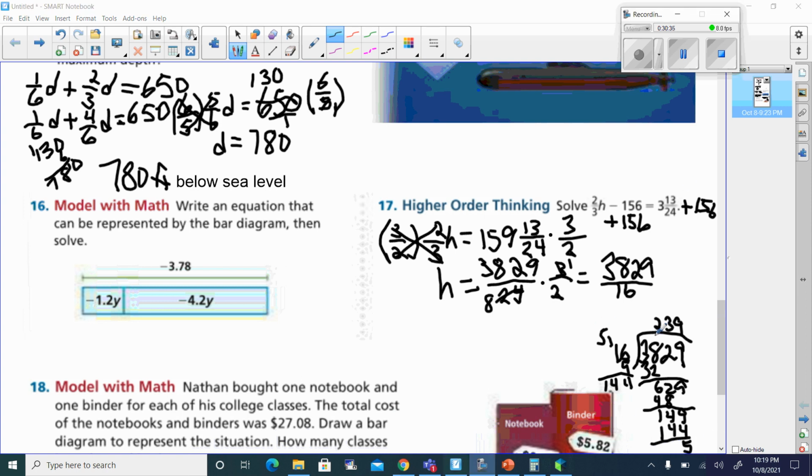And that's going to leave me with my answer, 239 and 5 over 16. Okay. And there wasn't any word problem to this, so that's just the answer right there. h is going to be equal to 239 and 5 over 16. Wow, that was a tough one.